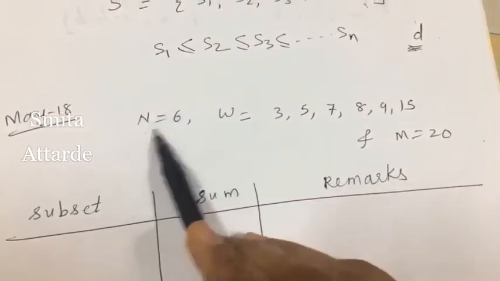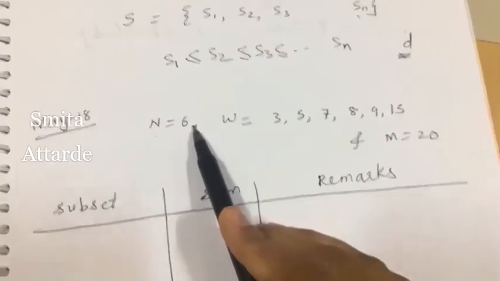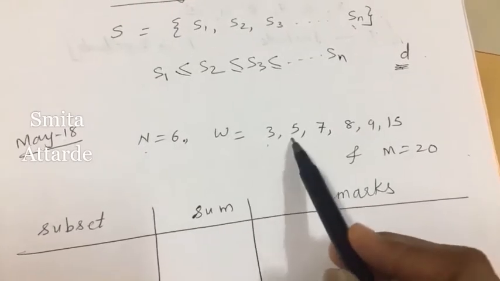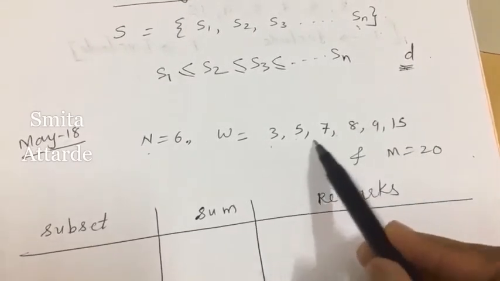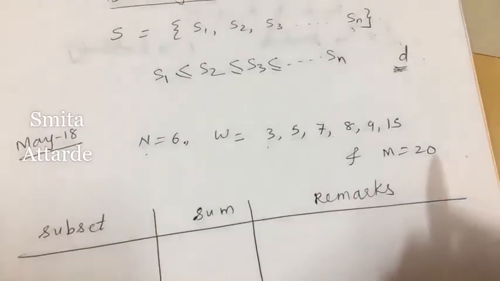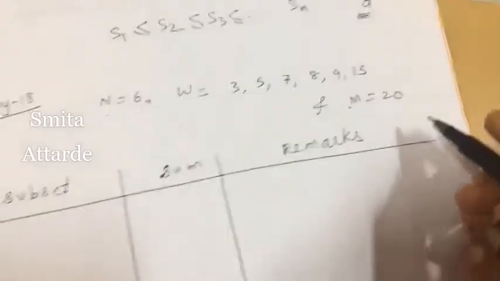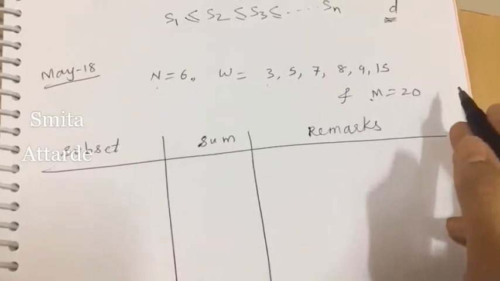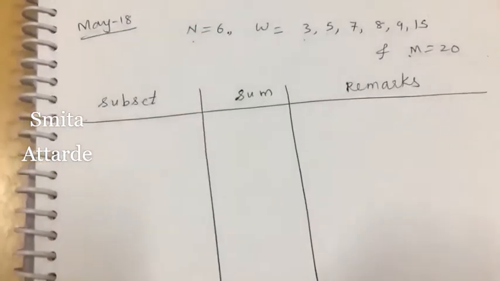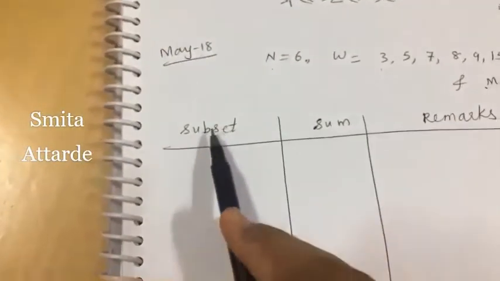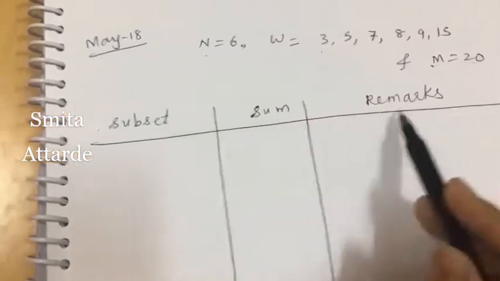Given is n equals 6, that means 6 elements are there in the given set, and the 6 elements are this way, which are arranged, as you can see, in ascending order, and m equals 20 is given, that is, the addition should come out to be 20. So we'll represent it in tabular format. The first column is the subset, second is sum, and the remarks.